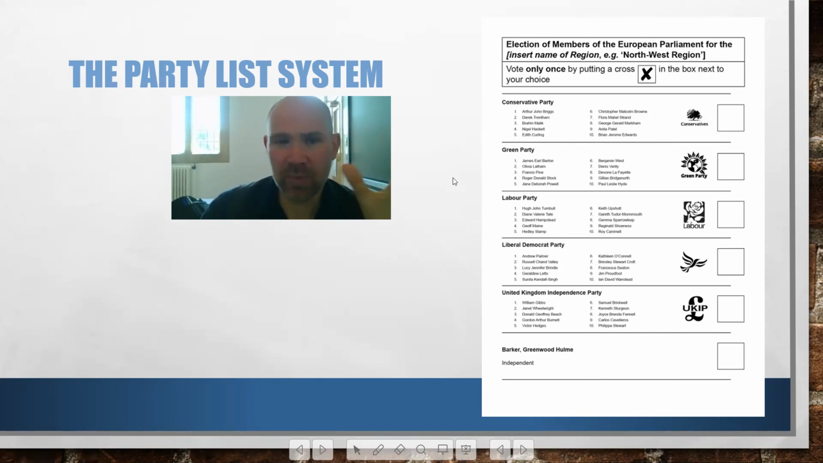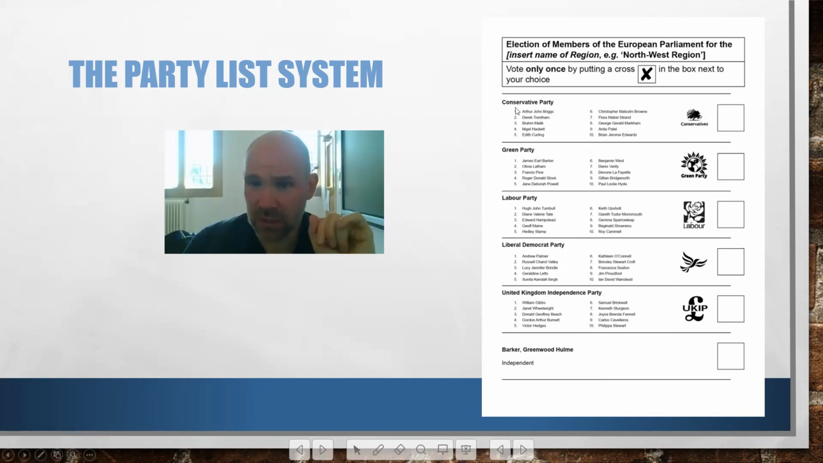Now, why is it called the party list system? Well, as you can see here on the ballot paper, each party has given a list of potential candidates. And in this particular case, they've given 10.